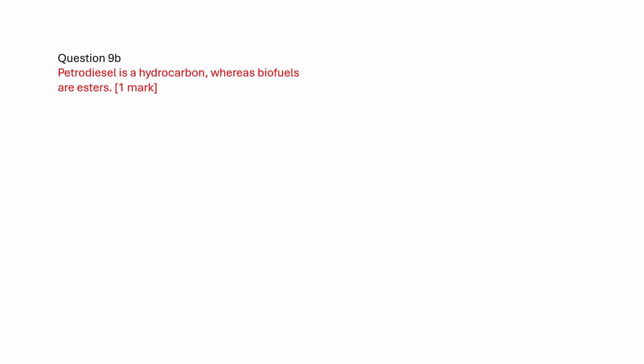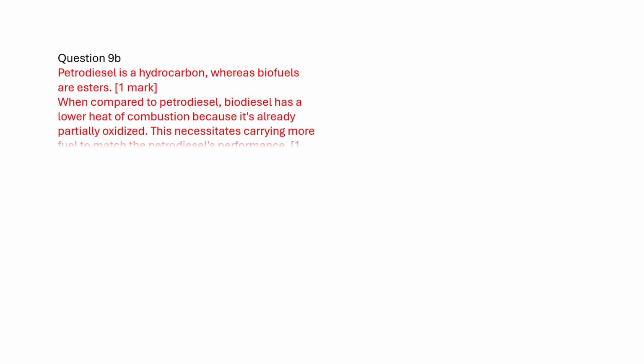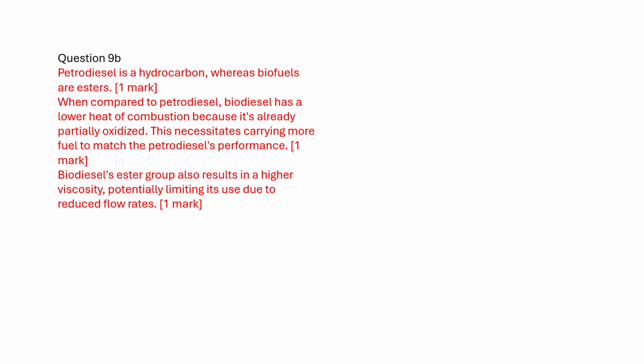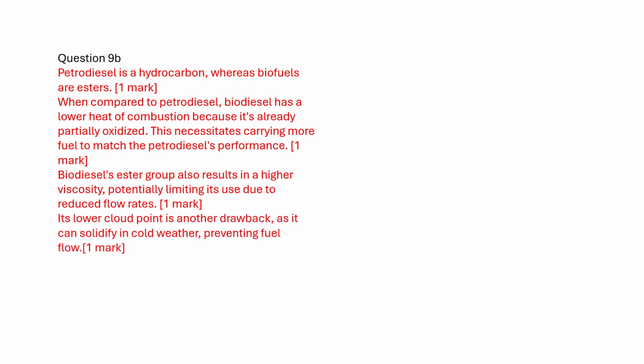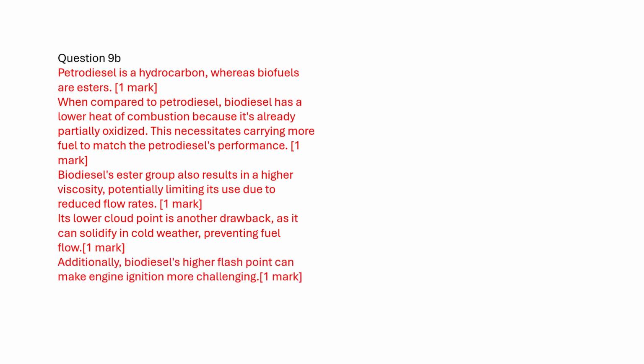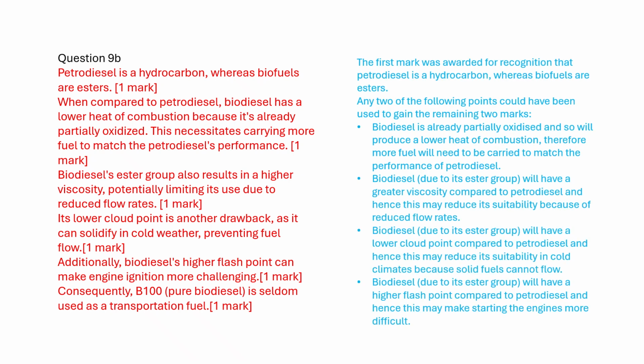Petrodiesel is a hydrocarbon, whereas biofuels are esters. When compared to petrodiesel, biodiesel has a lower heat of combustion because it's already partially oxidized. This necessitates carrying more fuel to match the petrodiesel's performance. Biodiesel's ester group also results in a higher viscosity, potentially limiting its use due to reduced flow rates. Its lower cloud point is another drawback, as it can solidify in cold weather, preventing fuel flow. Additionally, biodiesel's higher flash point can make engine ignition more challenging. Consequently, B100, pure biodiesel, is seldom used as a transportation fuel.